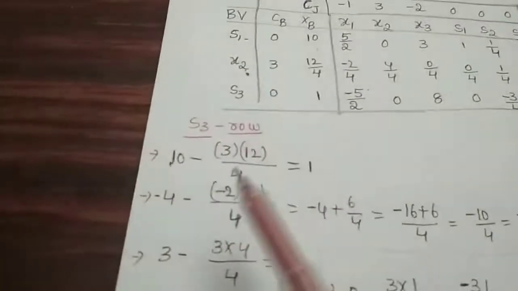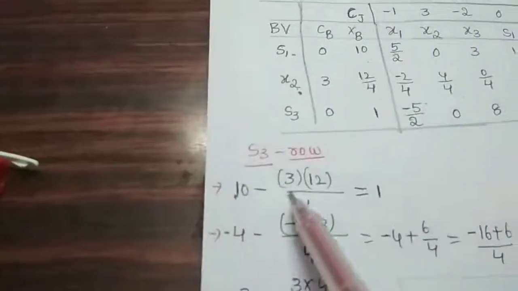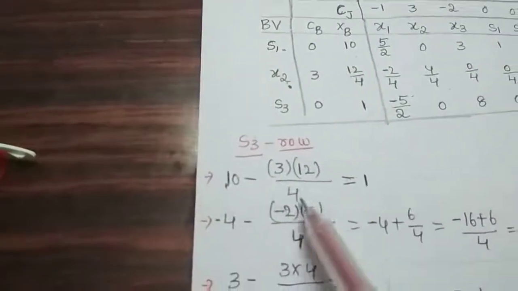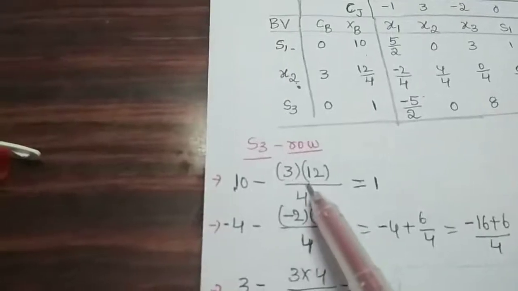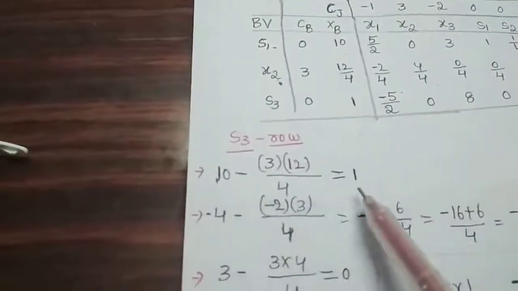So the S2 row is also given here clearly. In the S2 row, the first old element is 10, the corresponding key row element equal to 3, key column element equal to 12. That is 10 minus 3 into 12 divided by 4. 4 1s are 4, 3 3s are 9. 10 minus 9 equal to 1.